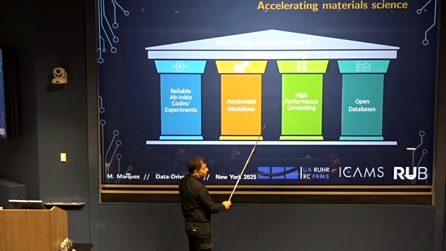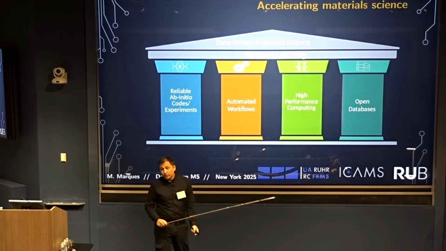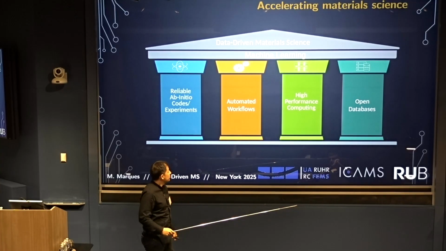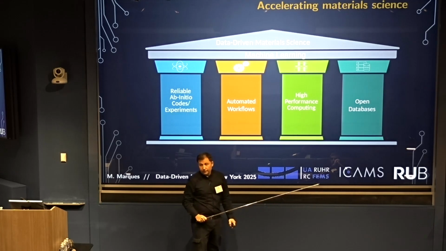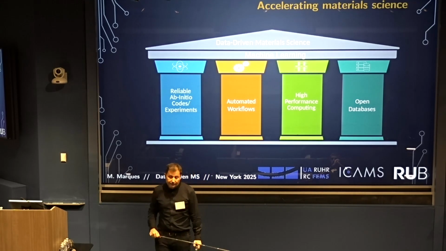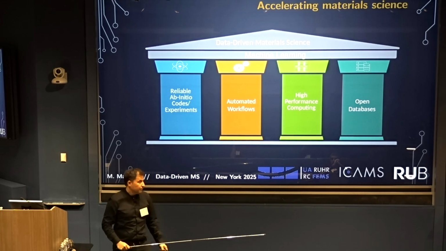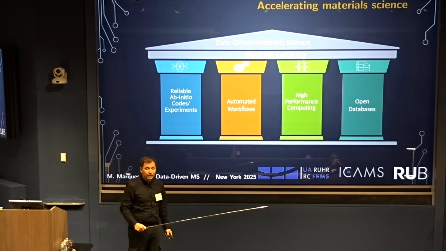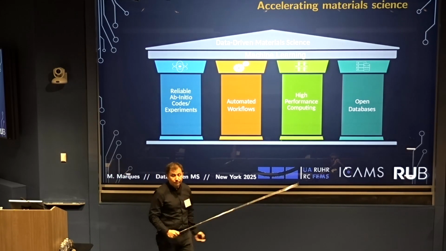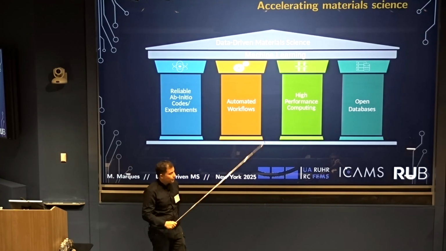Then we need high-performance computing. That we also have. And finally, ideally, all that stuff will go into open databases. This is not the case anymore in the community because the big companies have entered the game, and they have their own data that they don't share. Google, for example, has. I will talk about it later.